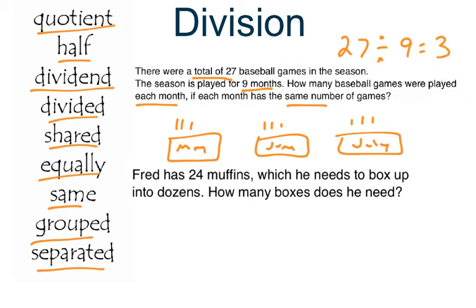The next problem said Fred has 24 muffins in total, which he needs to box up into dozens. Remember, a dozen means 12. If you have a dozen eggs, you have 12 eggs. How many boxes does he need for 24 muffins, if he wants to divide it into 12? So 12 goes into 24 2 times, so he needs 2 boxes. Remember, division and multiplication are opposites. You can think about it like that.